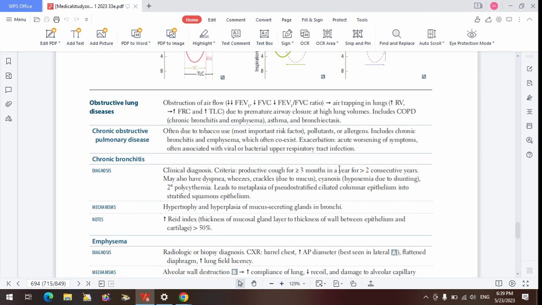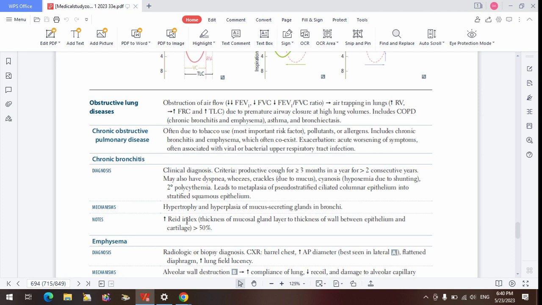So one of the classic signs is cyanosis. Because of the shunting, they are cyanosed. That's why we call them the blue bloaters, and they can have polycythemia. You can see their palms are red because of increased hematocrit. And at the end of the day, because of the irritation from smoking, it can lead to metaplasia of the pseudostratified ciliated columnar epithelium to the stratified squamous epithelium. You guys remember, smoking is one of the causes of squamous cell cancer. It is an irritant that can cause a metaplastic change from the pseudostratified ciliated columnar epithelium to the stratified squamous epithelium.